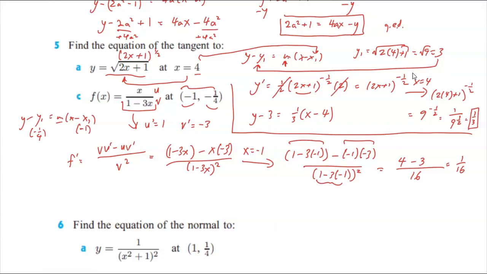Now we can fill everything in. We're just going to put 1 over 16 here. So the answer is y plus 1/4 equals 1 over 16 times quantity x plus 1.